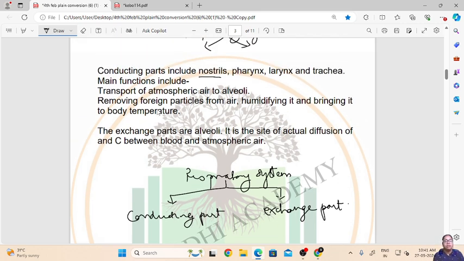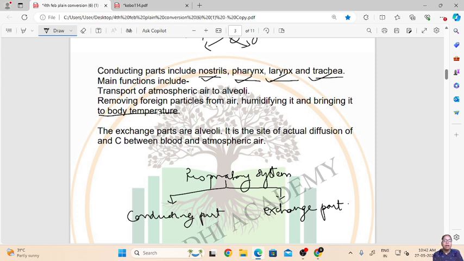The conducting part includes the nostrils, the pharynx, larynx, and trachea, and the main function of these is to transport the atmospheric air into the alveoli, remove the foreign particles from the air, humidify it and bring it to the body temperature.